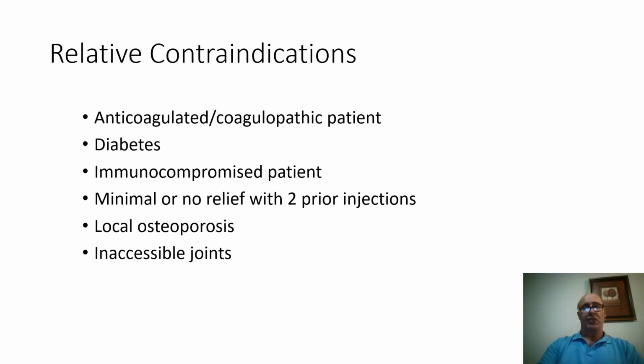Relative contraindications would include the patient who's anticoagulated or has a coagulopathy. Diabetics, be wary of these patients. Often the steroids will cause their diabetic control to become uncontrolled. Patients who are immunocompromised, also be wary of them. If the patient's had previous injections with little or no relief, there's no point in doing it again. Local osteoporosis is a concern, and some joints are inaccessible and should not be injected. These include the hip joints and the spinal joints for the general practitioner.